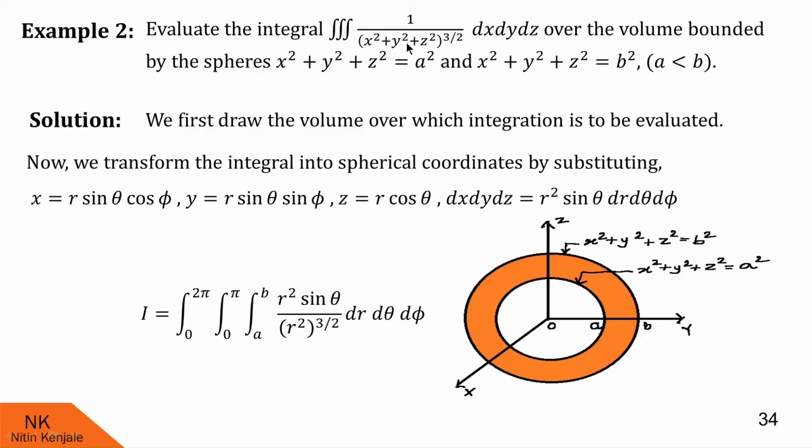Coming to the integrand, using this relation you will see x square plus y square plus z square is equal to r square. So this will be r square raised to 3 by 2, and we know dx dy dz is r square sine theta dr d theta d phi. Now we are all set to evaluate this integral. So let's go for evaluation.